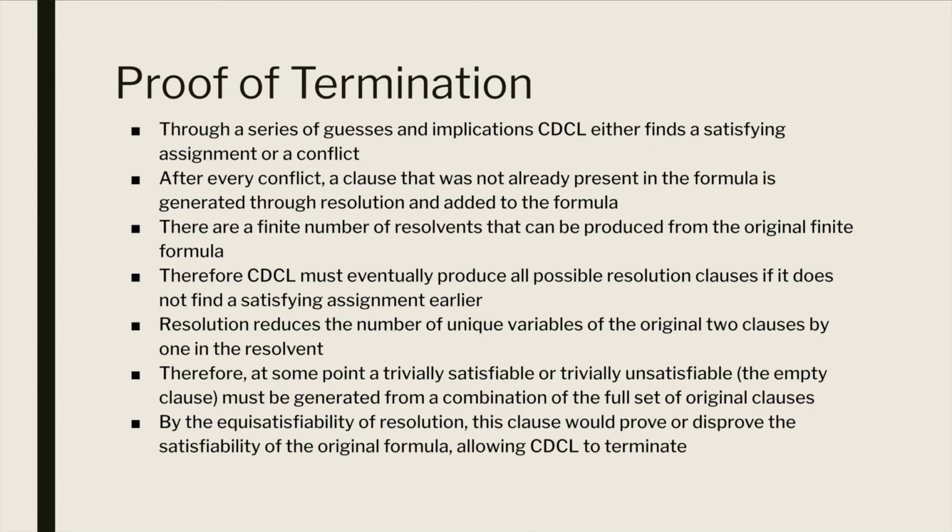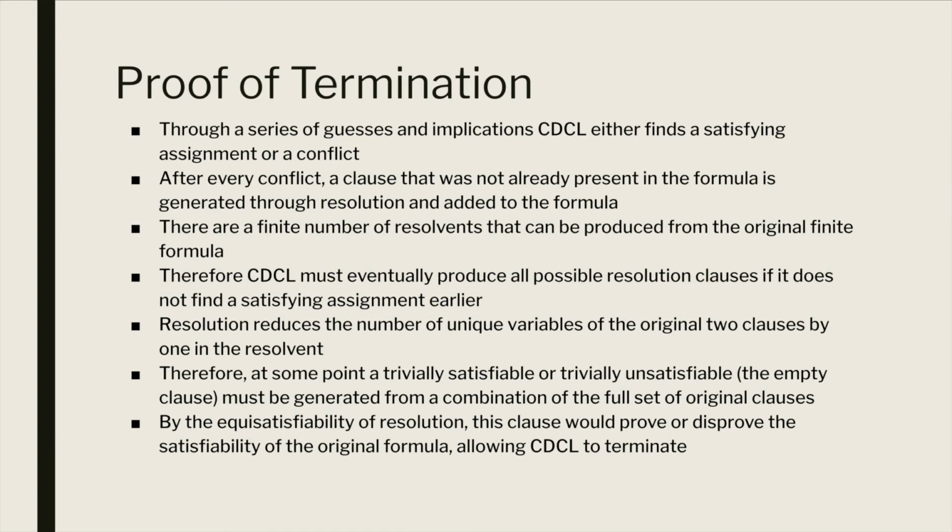In order to show termination, we note that through a series of guesses and implications, CDCL either finds a satisfying assignment or a conflict. At a conflict, a clause that was not already present in the formula is generated through resolution and added to the formula. There are a finite number of resolvents that can be produced from an original finite formula, therefore CDCL must eventually produce all possible resolution clauses if it does not find a satisfying assignment earlier.